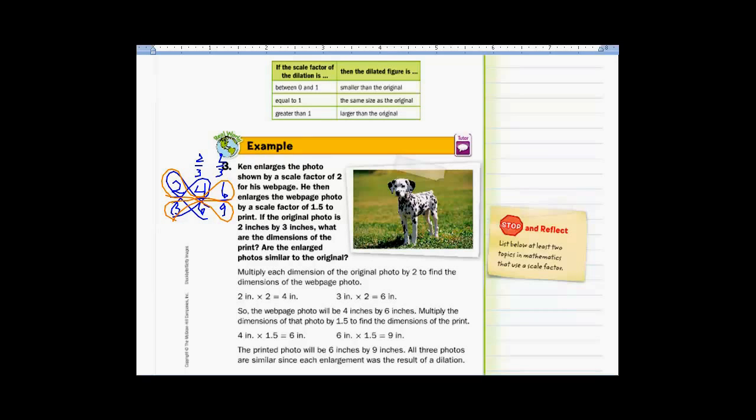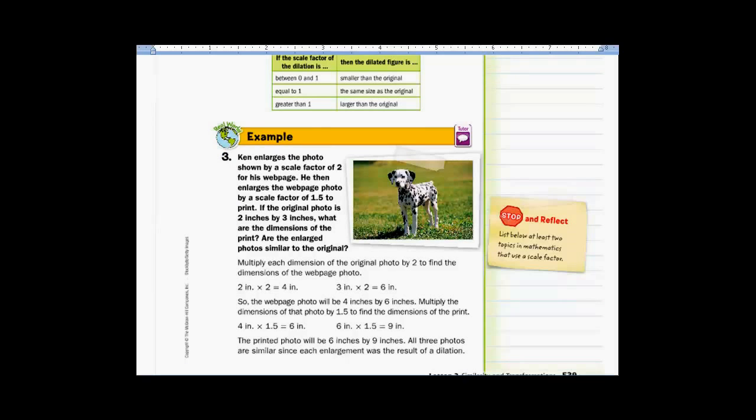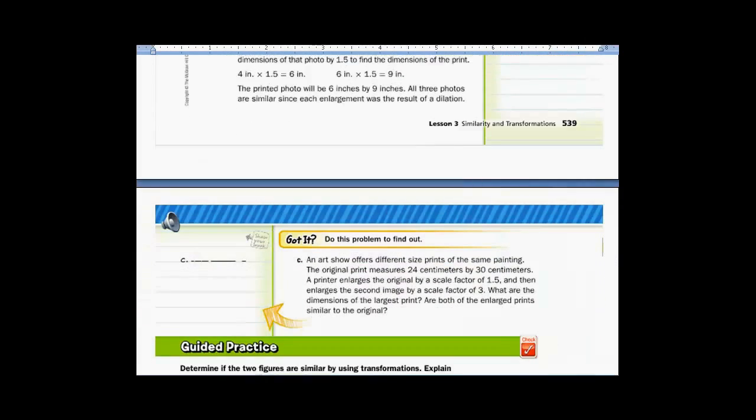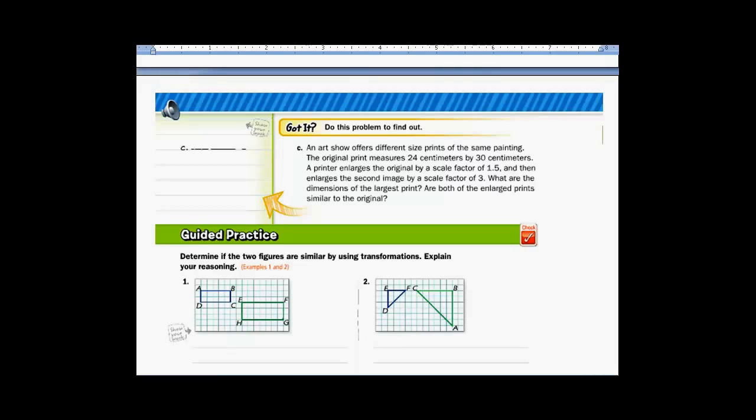Okay. So there is one more for you to try, and then this lesson is done. So I want you to pause and try got it for C, and then come back with me and we'll do it together. Okay, an art show offers different size prints of the same painting. The original print measures 24 by 30 centimeters. A printer enlarges the original by a scale factor of 1.5 and then enlarges the second image by a scale factor of 3. What are the dimensions of the largest print, which is the last one, and are both of the enlarged prints similar to the original?